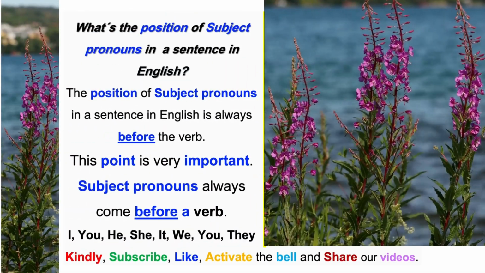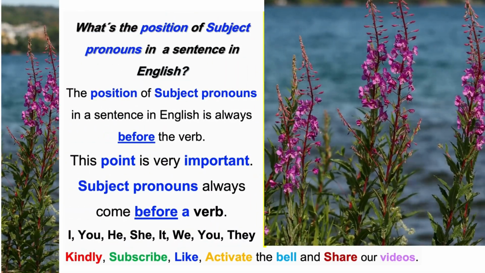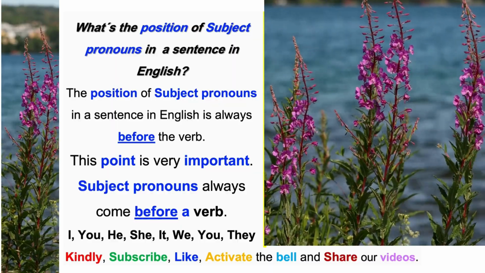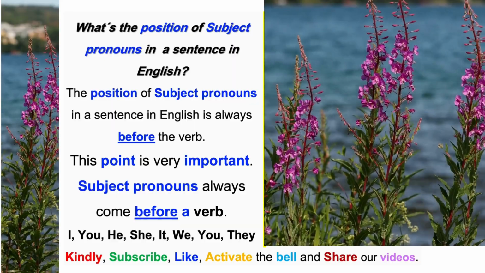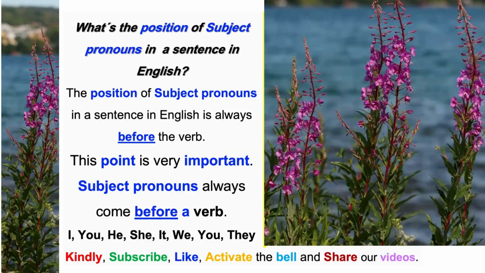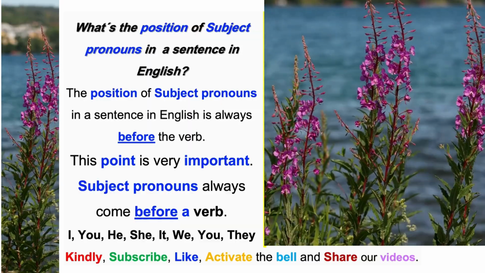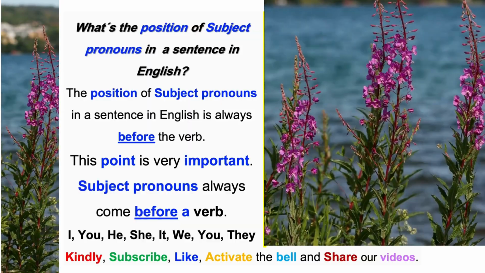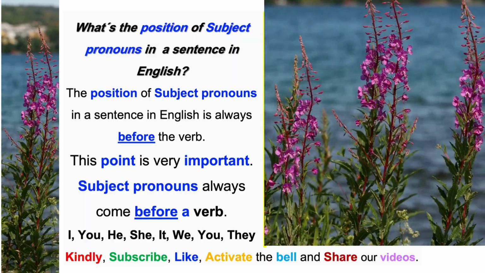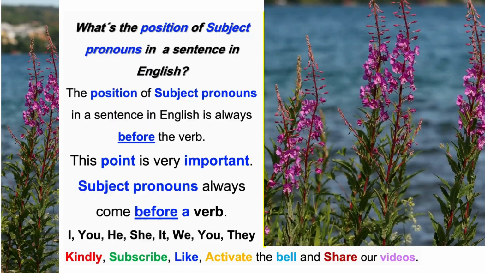The position of subject pronouns in a sentence in English is always before the verb. This point is very important. So subject pronouns always come before a verb. So I speak, you speak, he speaks, she speaks, it speaks, we speak, you speak, they speak. So always they come before a verb. Remember this point. It's very, very important.